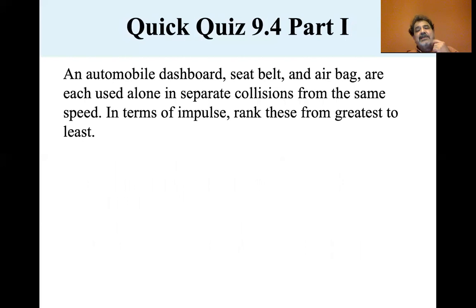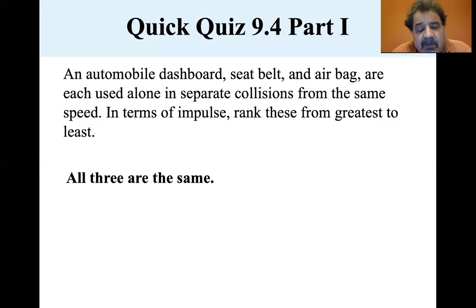Okay, an automobile dashboard, seat belt, and airbag are each used alone in separate collisions from the same speed. In terms of impulse, rank these from greatest to least. They're all going to be the same, because they're all going to cause a change in momentum. There's going to be a delta p, from your initial velocity to a final velocity, usually of 0. So the impulses are all the same.